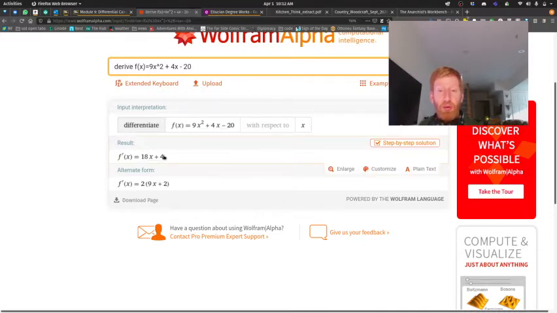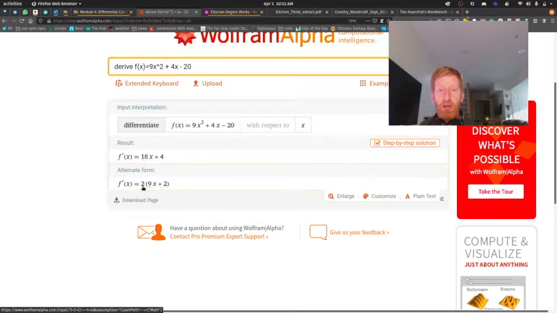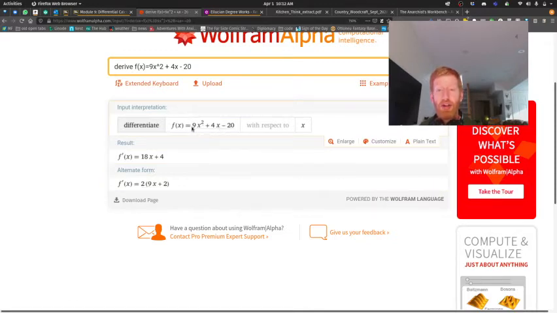So we've got a result. Our derivative is 18x plus 4, or same thing, 2 times 9x plus 2. That is the derivative of this. So we bring the 2 down, right, and that gives us our 18x. The x to the power of 1 becomes 1 times 4 times x to the power of 0, which is just 4, and then minus 20 goes to 0. Right? So our derivative rules, it's a pretty easy derivative to do.